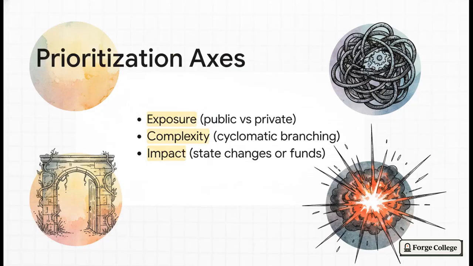In fact, across our advanced learning programs here at Forge College, we always emphasize scoring these uncovered gaps based on 3 main axes: exposure, complexity, and impact. So, is it public? Does it have a high cyclomatic complexity with a ton of branching? Does it move funds or alter state? If the answer is yes to any of those, it shoots straight to the very top of your priority list.